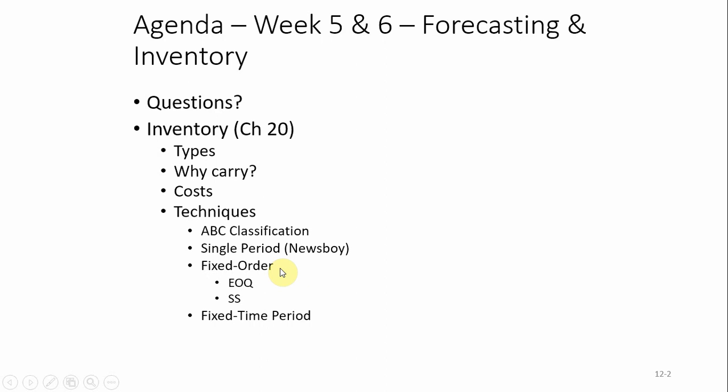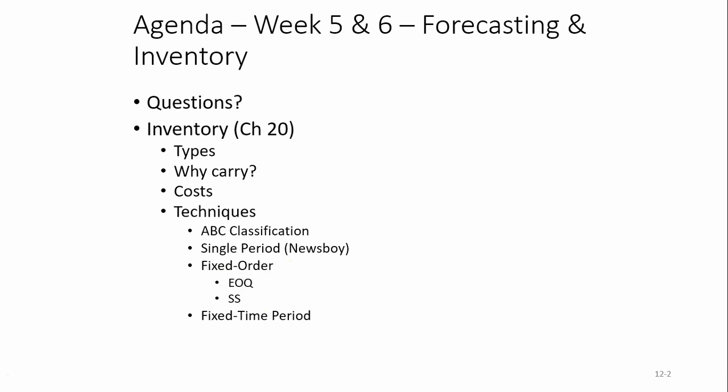Okay, in this video we go over the economic order quantity model, the EOQ model. The EOQ falls under the umbrella of fixed ordering, and what that means is that we order the same amount every time we place an order. The time that we place the order may change.